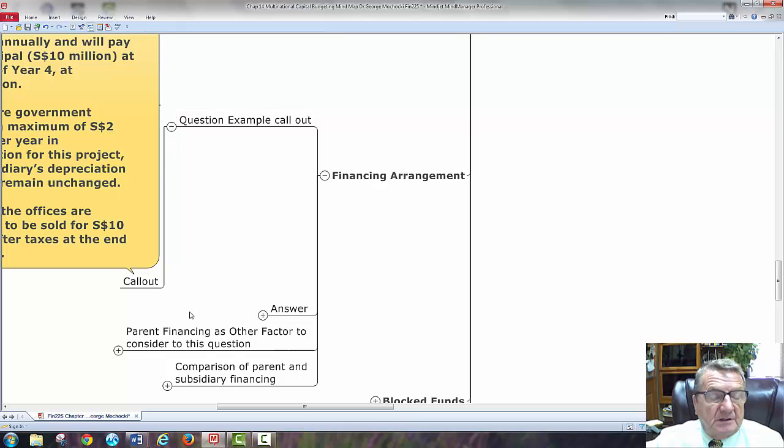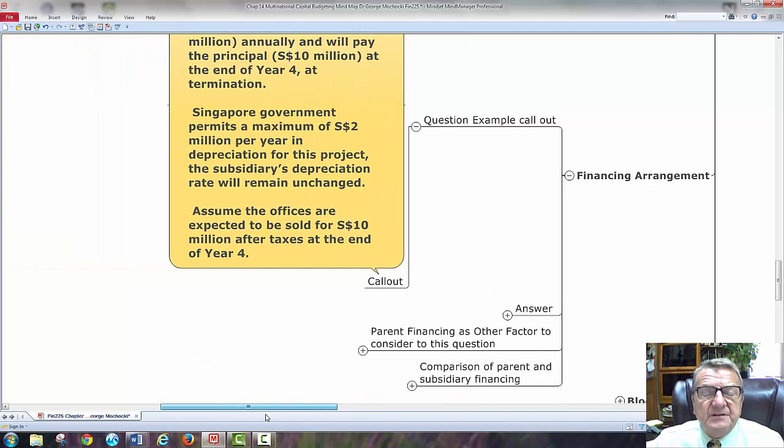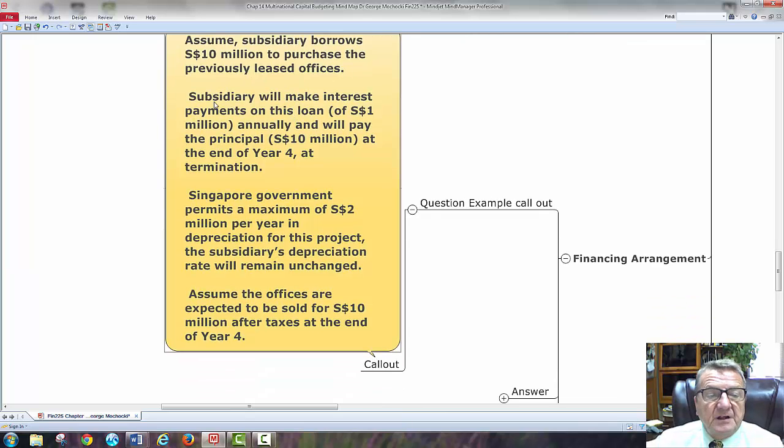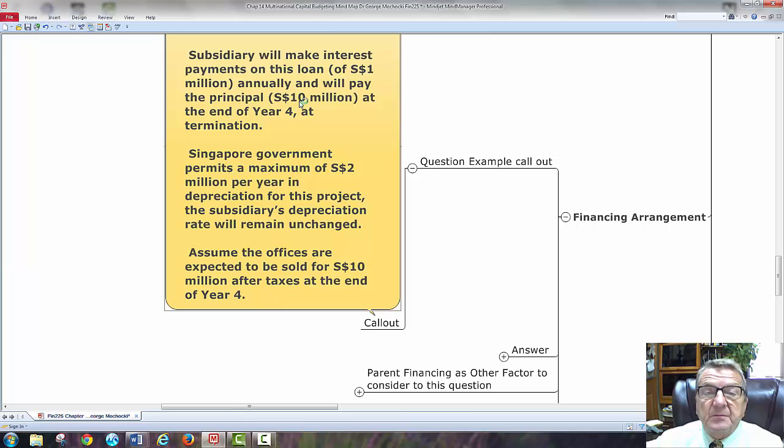Example of a call out. Let's do a call out. Okay, and a call out means an example you have in a book. So I'm just reading this, cutting it verbatim and throwing it up on here. Assume a subsidiary borrows Singapore $10 million to purchase previously leased offices. The subsidiary makes an interest payment on this loan of 1 million Singapore dollars annually. It will pay the principal of 10 million Singapore dollars at the end of year 4 at termination.